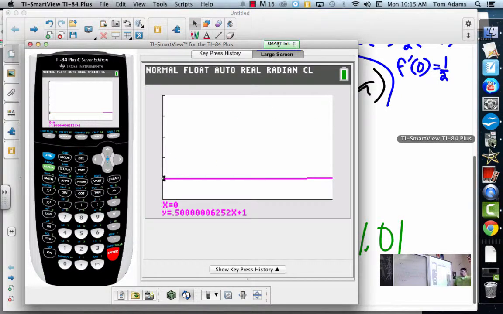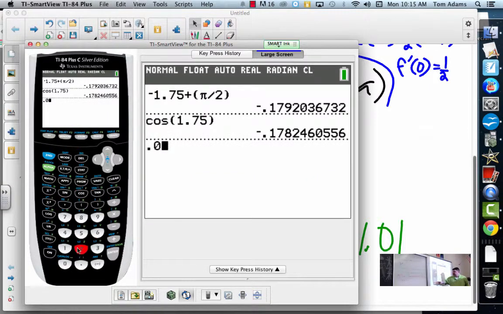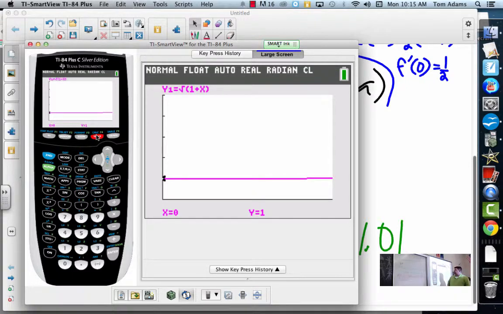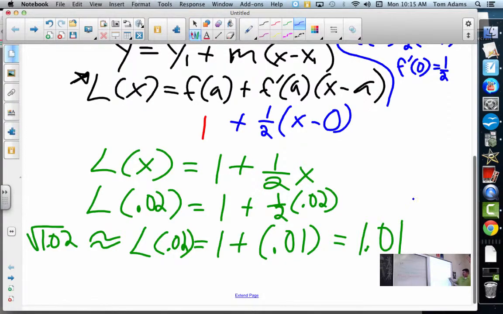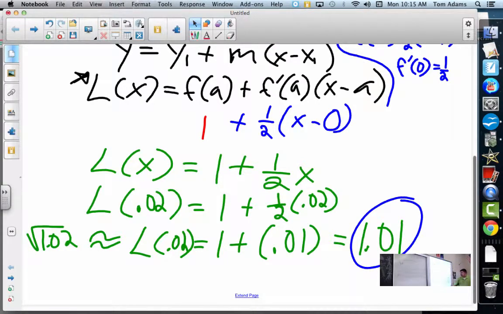So if I look at my original function and I say 0.02, from the graphing menu, I get 1.009. What did I do just using my brain? You got 1.01. Is that close enough? Sure. Yeah, that's pretty close, isn't it? So that's what linear approximation is. We're going to use linear approximation to get a number that's really close.